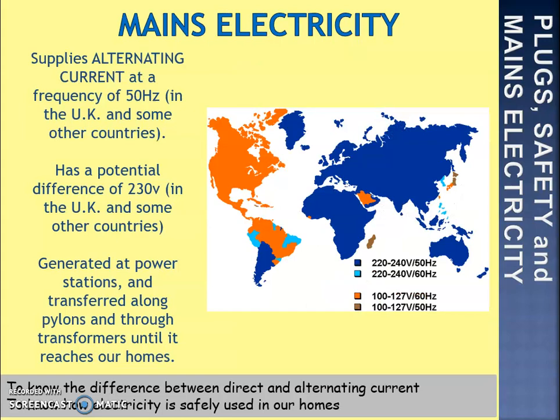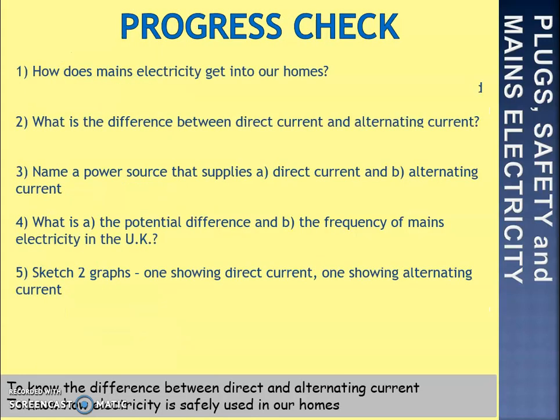So mains electricity in the UK supplies alternating current at a frequency of 50 Hz, and in the UK a potential difference of 230 volts. In different countries it's generated at different levels. So in America, as you can see there, that's between 100 and 127 volts and a frequency of 60 Hz. But the UK is 230 volts and a frequency of 50 Hz. It's generated at power stations and transferred along pylons and through transformers until it reaches our homes.